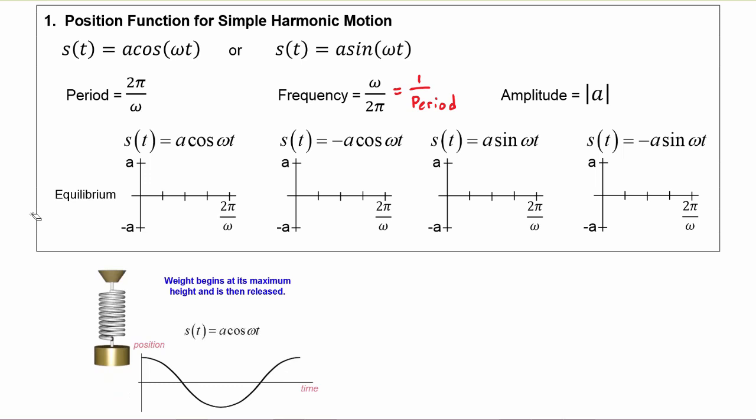So when we have s of t is equal to a cosine omega t, we know its amplitude will be a, which means the smallest y value will be negative a, the biggest y value will be positive a. Its period is 2 pi over omega, so it will look like a cosine wave when it's been pushed up so that it starts at its maximum position. So it will look like this.